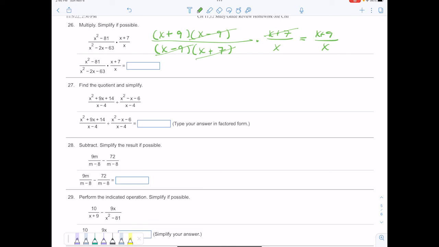In number 27, it asks us to find the quotient, which just means divide. Remember, when you divide, you skip, flip, and multiply. Or you can think of it as copy, change, flip.